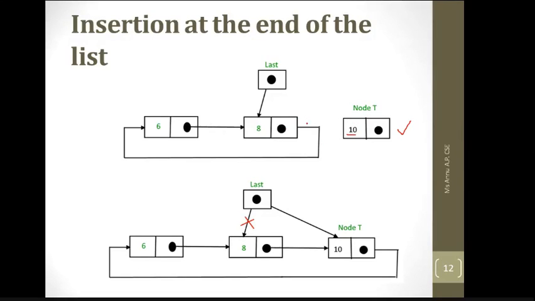And before removing this link, you just need to assign the address of 10 next equal to 8 next, and you can see that 8 next is 6. So what are you doing here? You are assigning the address of 6 in the next field of 10. Okay, so you need to be careful about this step also.